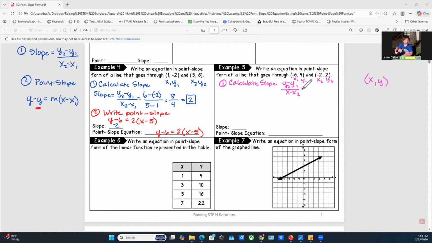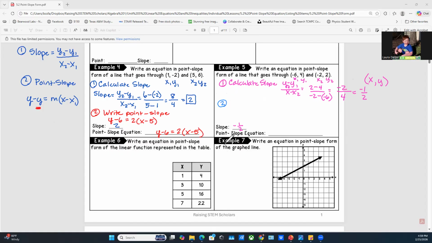Okay, so my y2 is 2 minus 4, -2 minus -6. That's going to give us -2. 2 minus a -6 is going to be -2 plus 6, which is going to give me a 4. And so that's -1/2. That's the slope once it's simplified. So we can just go ahead and write that down here. I'm going to go ahead and switch colors so that we can read this, break it up in our eyes.